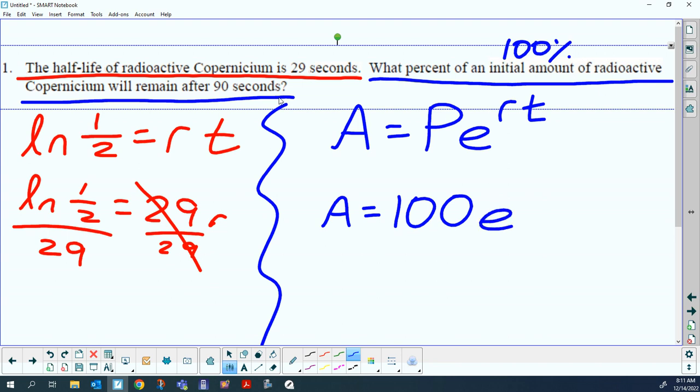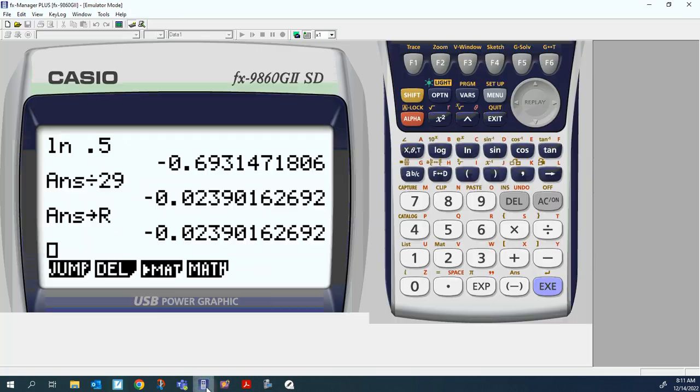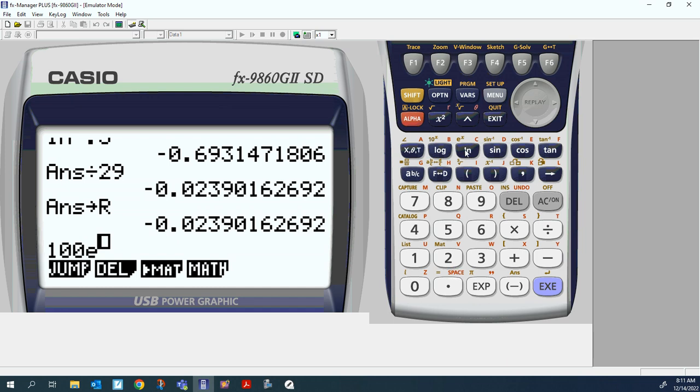E to the R, which is whatever number we just got. So I'm literally going to write capital R, because that's the button on my calculator I saved it as. And then T is 90 seconds. 100 times E to the 90 times R. 100 E, and you probably want to do parentheses around your exponent: 90 times alpha R. Or you type in that negative 0.0239, blah, blah, blah.